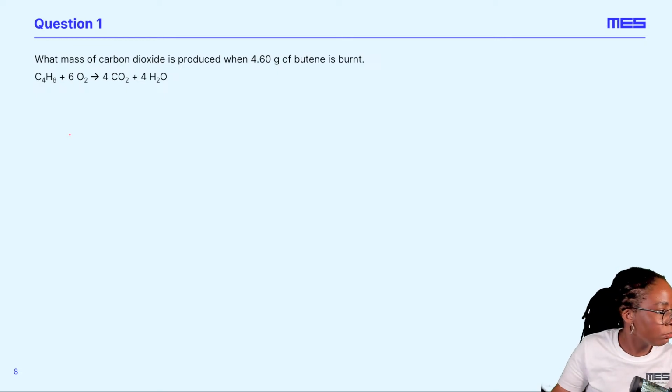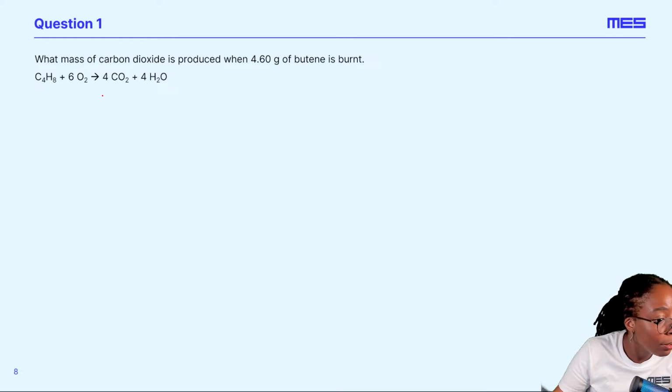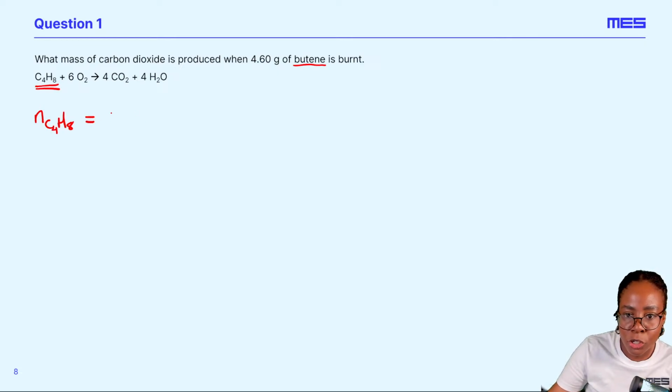Where do we start? When in doubt, moles, right? We're going to start by calculating the moles for whatever we can calculate the moles for. We have got the mass of butene, so that's what we're going to start with, calculating the moles for butene, which is going to be mass over MR.